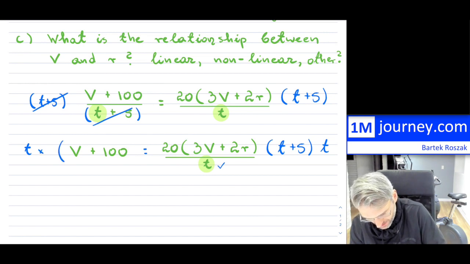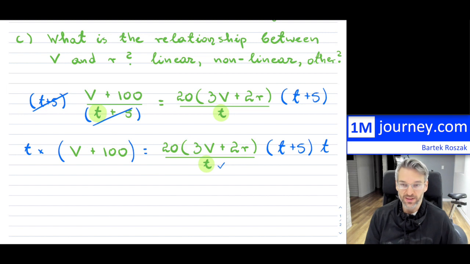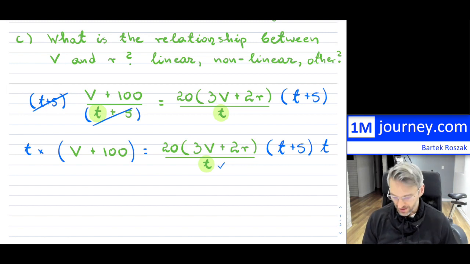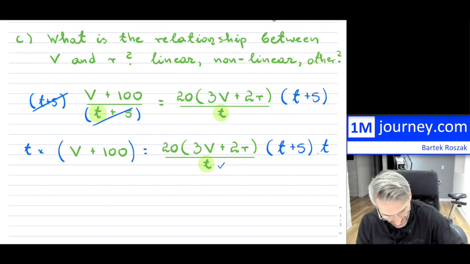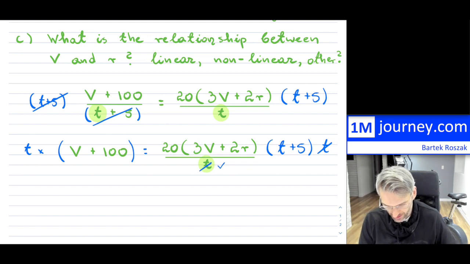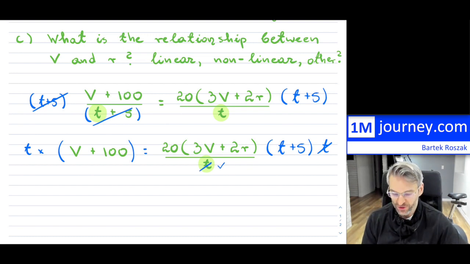So I'll put this in brackets here, so the multiplication is very vivid for us. That t will now cancel this, and it will get rid of all my denominators. Now I have basically an equation where t is still on both sides, on the left and on the right. So how would I proceed to try to solve this?